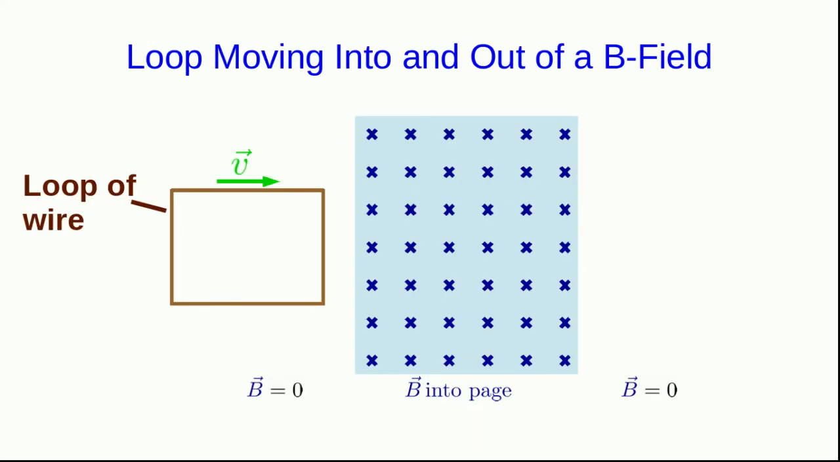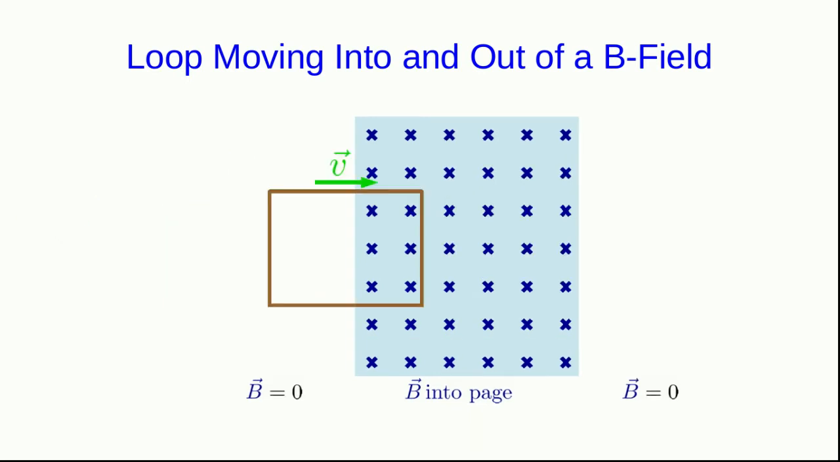An EMF across a rod is all very well, but EMFs are most useful when they're in circuits, so let's arrange that. Instead of just a rod, let's look at a loop of wire moving through a magnetic field. And in particular, we're going to look at it going from a region of 0 magnetic field into a region where the B field is into the page and uniform, and then back out into a region of 0 field. Well, nothing happens as long as it's moving in the region of 0 field.